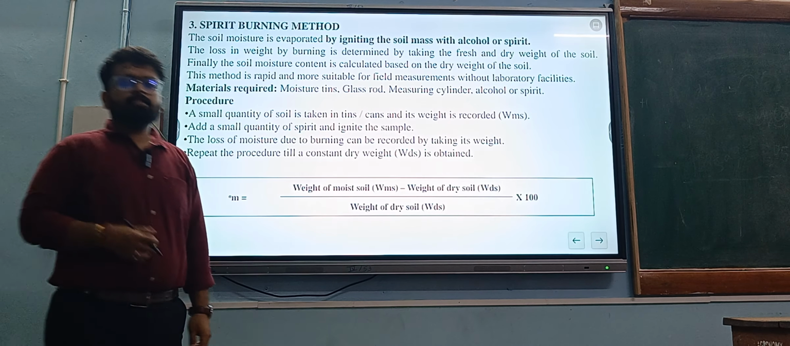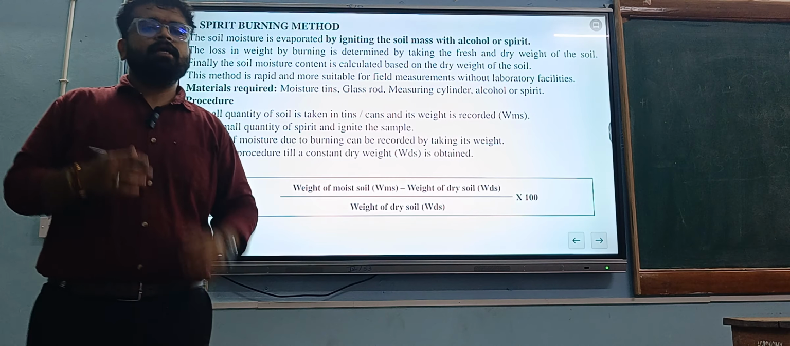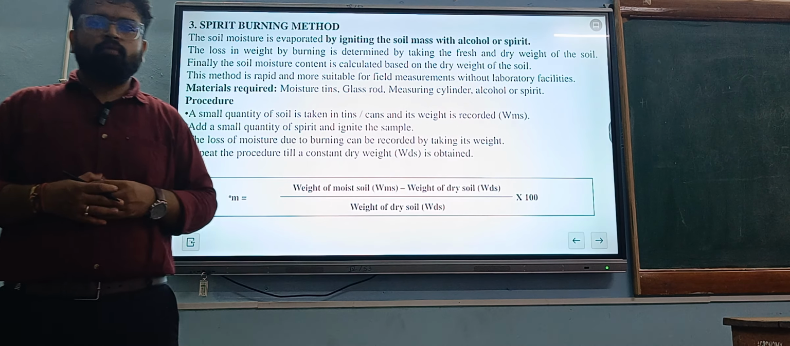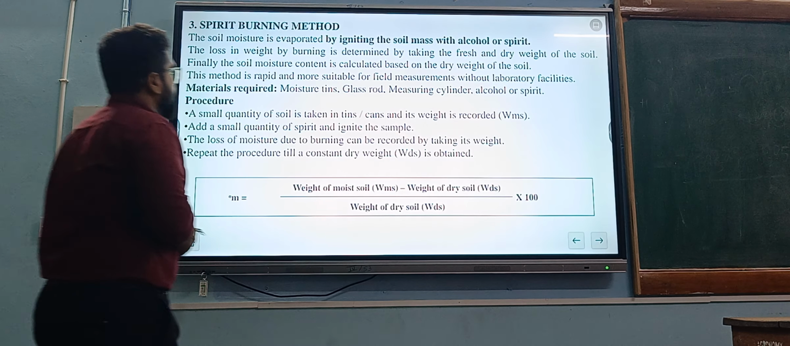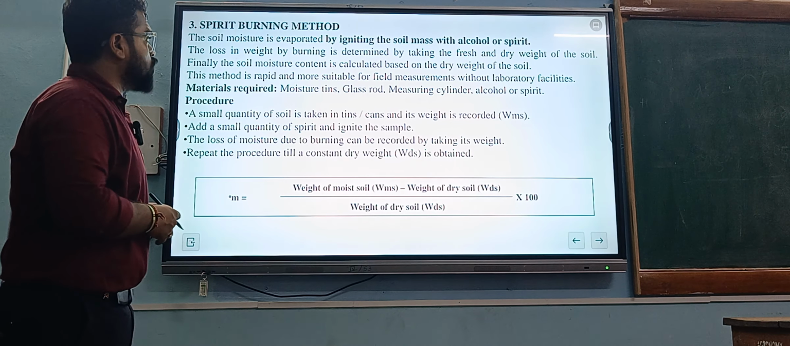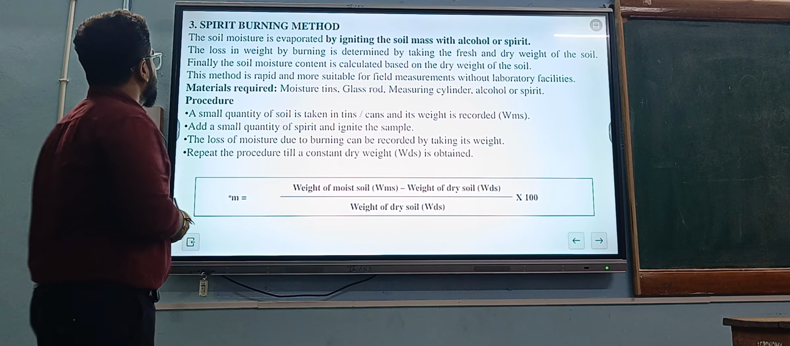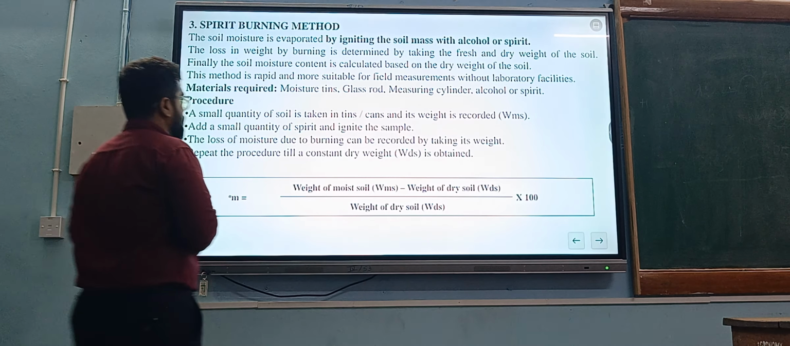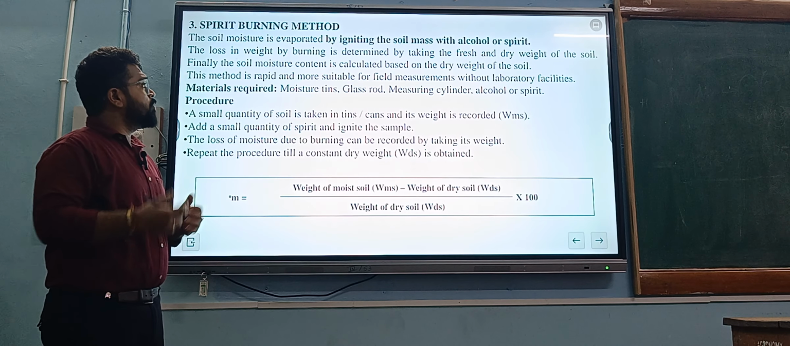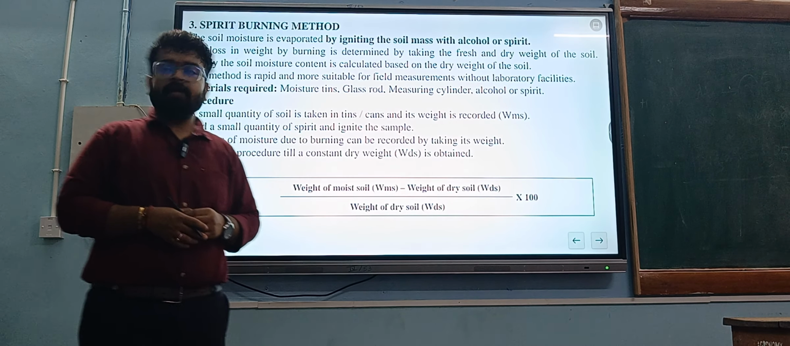The next is the spirit burning method. This is a field method or old practice of determining the moisture content. Here, we generally evaporate the moisture in the soil by igniting the soil mass with alcohol or spirit. The loss in weight by burning is determined by taking the fresh weight and the dry weight of the soil, and finally the soil moisture content is calculated on the dry weight basis.